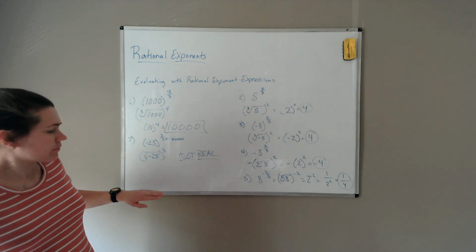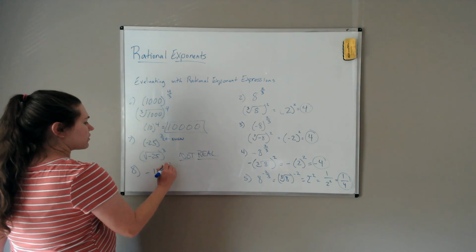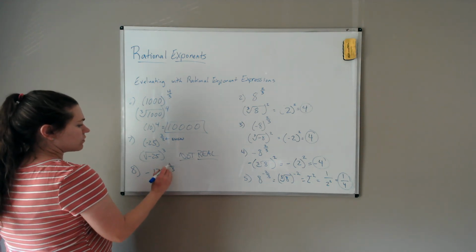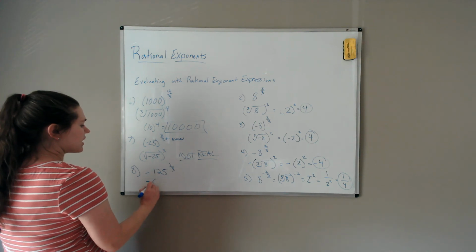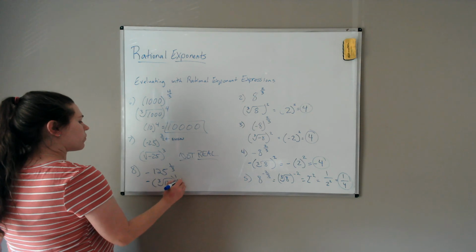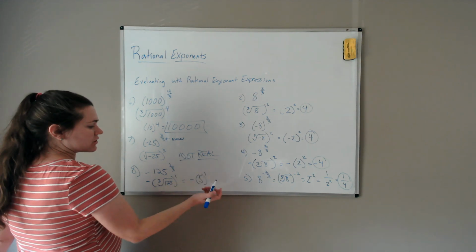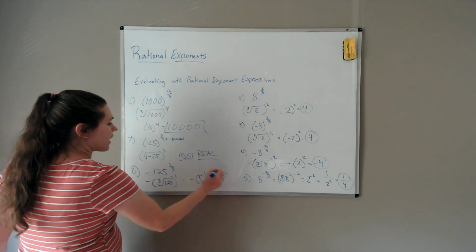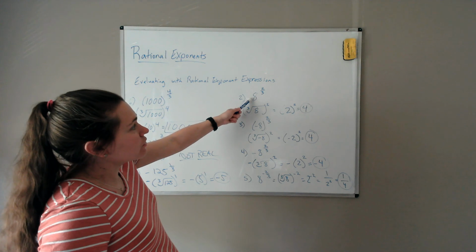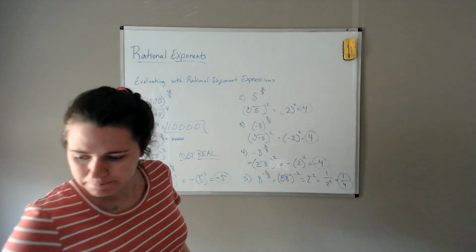Okay, so one more. We'll do -125 to the 1/3. This says take 125 and raise it to the 1/3 and then multiply it by a negative. The cubed root of 125 is 5. So 5 to the 1st is 5, so this is -5. Okay, so every time that your factor is a constant value raised to a fractional exponent, you need to try and simplify it down and evaluate it.